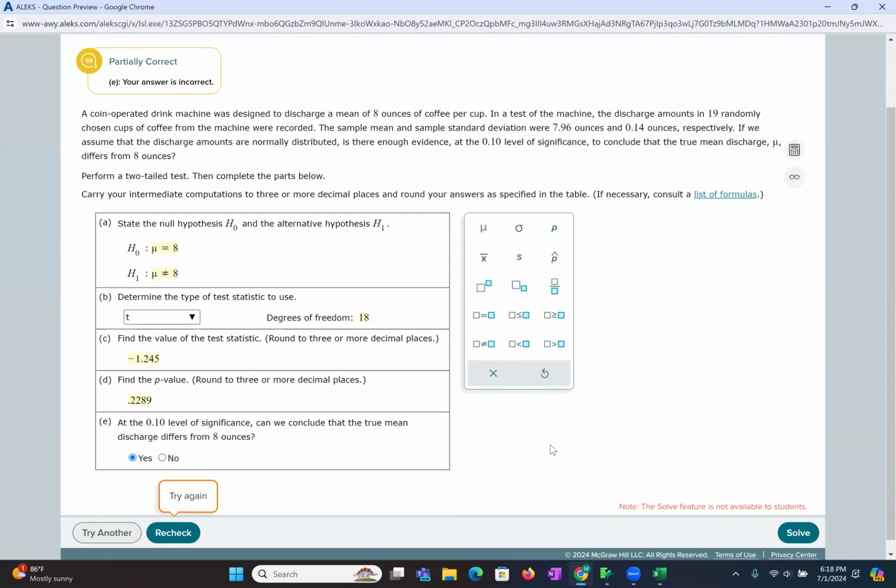So which part is incorrect? It's E, because 0.22 is greater than 0.10. Exactly. So make a connection there. That is the key. If p is less than alpha, we reject the null. If we fail to reject the null, then it's a no.